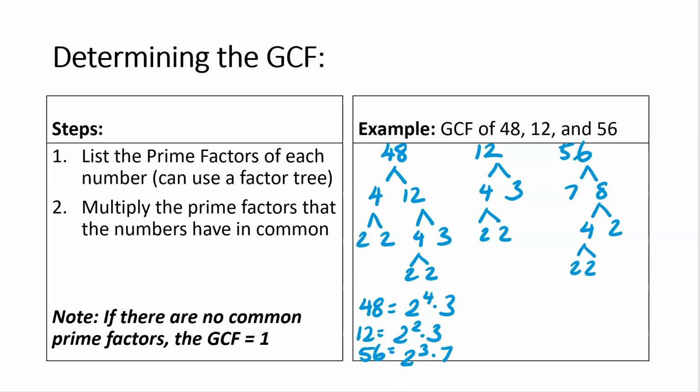So when we look at what's in common, they all have 2s. They all have at least 2 2s. So the greatest common factor would be the 2 2s that each of them have, and that's it. The greatest common factor would be 4. Yes, 48 has a 3, and 12 has a 3, but 56 does not have a 3, so we can't use 3. The prime factors have to be common for each of the 3 numbers.